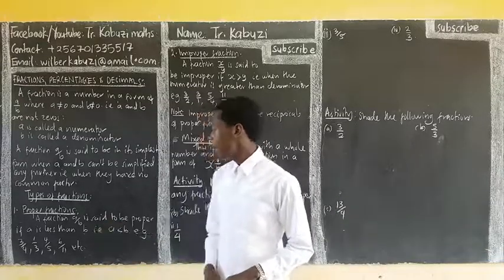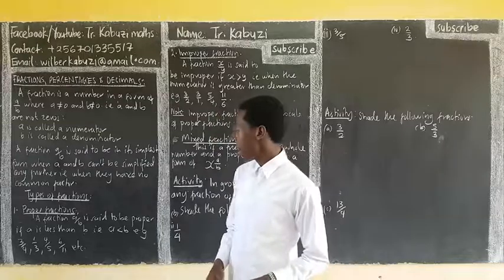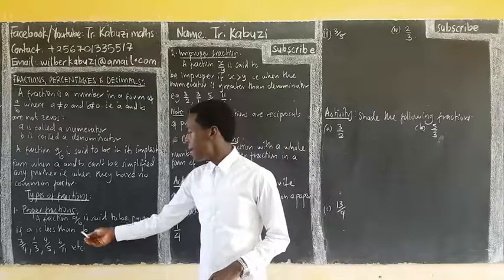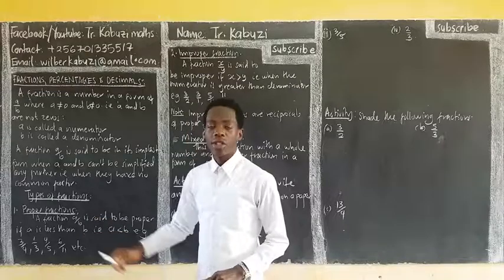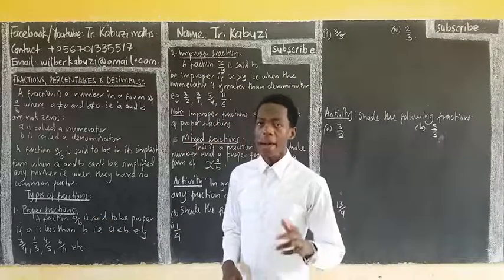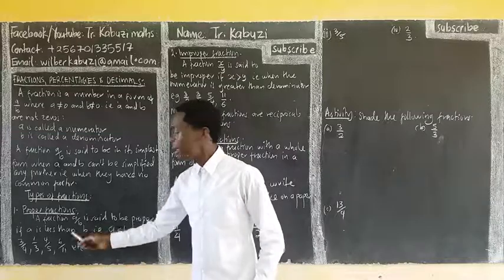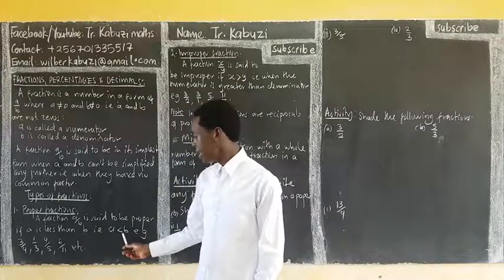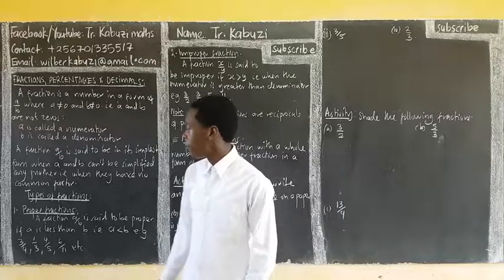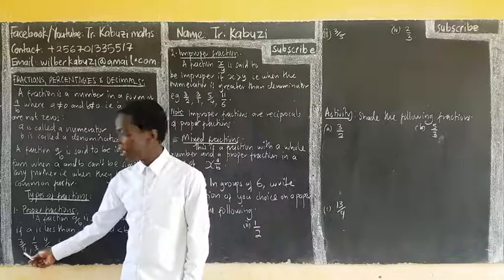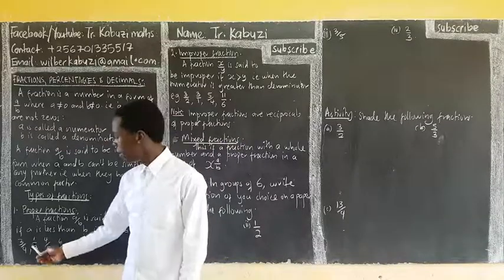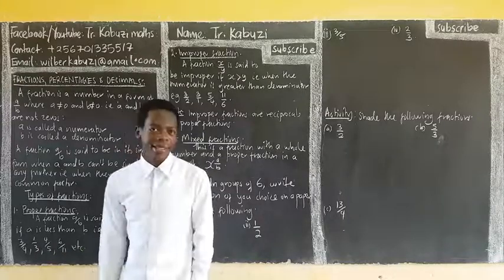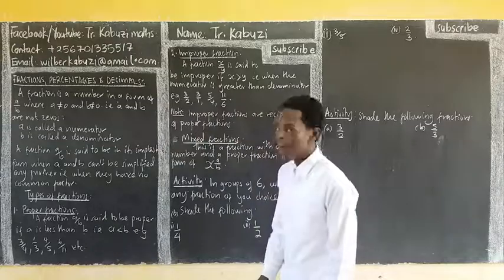A fraction A over B is said to be proper if A is less than B. Proper if the numerator is always less than B, i.e. A is less than B. For example, 3 is less than 4, 1 is less than 3, 4 is less than 5, and so on. I think we saw this in primary.